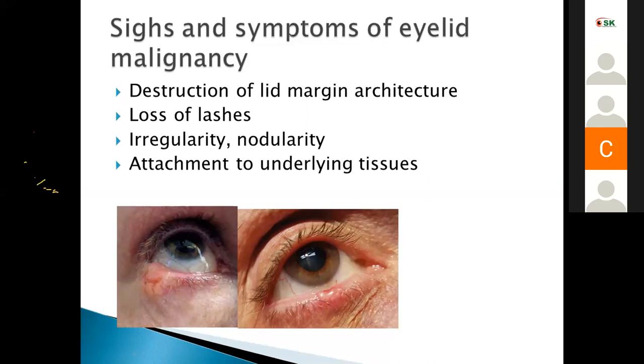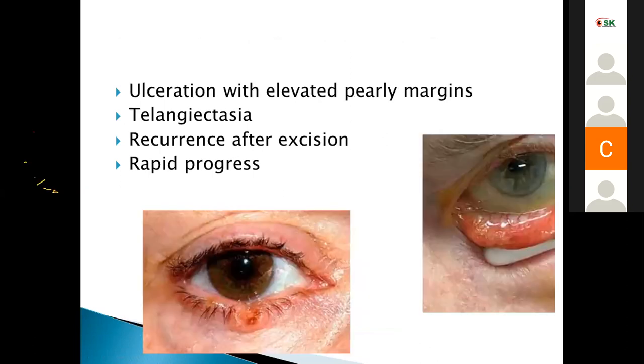And then, of course, you need to look at the attachment to underlying and even overlying tissue. If it's a chalazion, then the skin always moves over it, unless there is an infection. Other lesions are at least mobile. But if you see the lesion is attached to the underlying tissues, then there is a possibility that it is a malignancy.